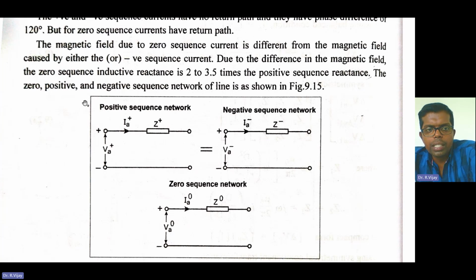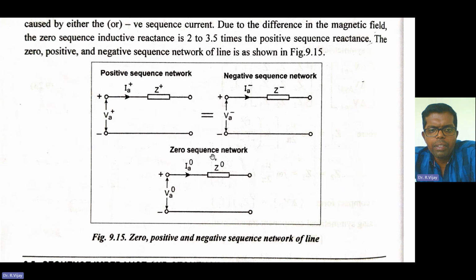The zero, positive and negative sequence network of a transmission line is shown in the figure. So this is a very, very important diagram, the zero, positive and negative sequence network of a transmission line. This we are going to use in our problem. Here you see the voltage across this positive and negative terminal is VA positive, and here it is IA positive, and the impedance is Z plus. This is for the positive sequence network.